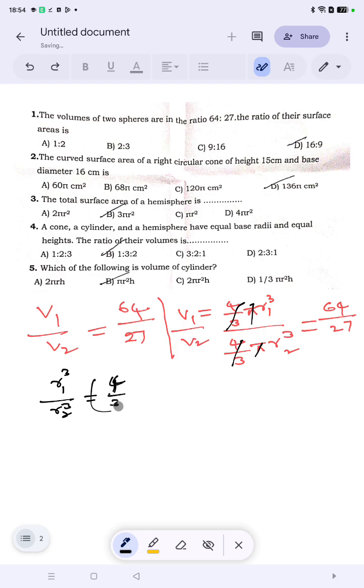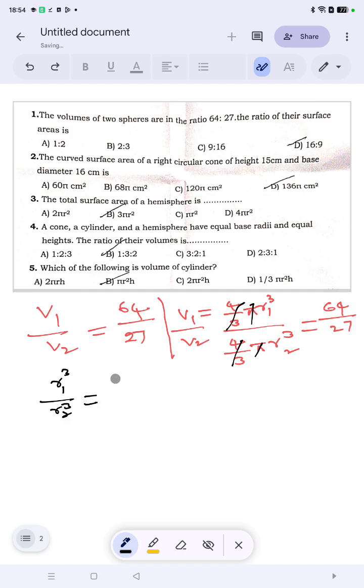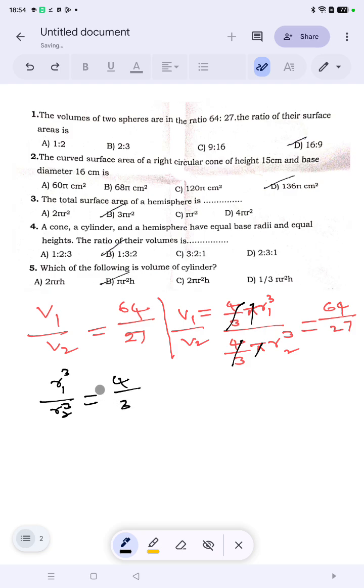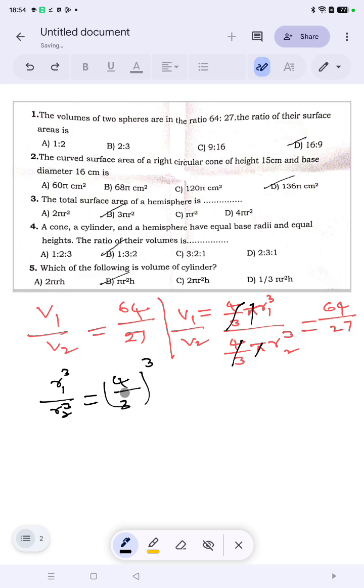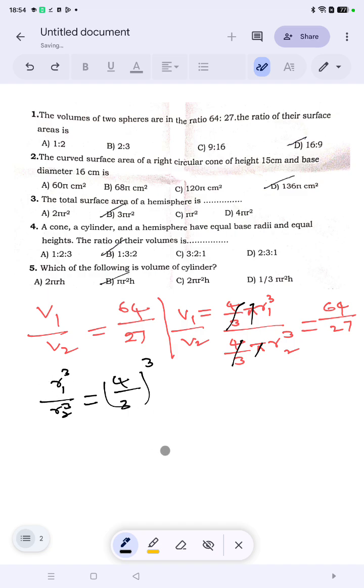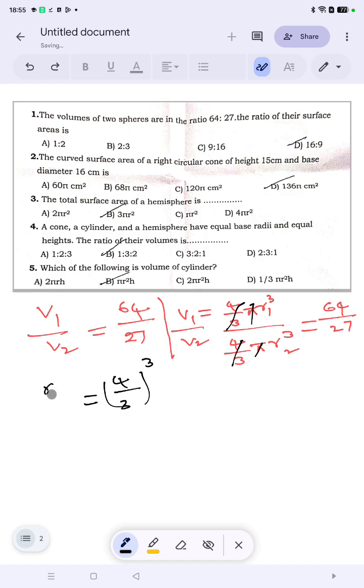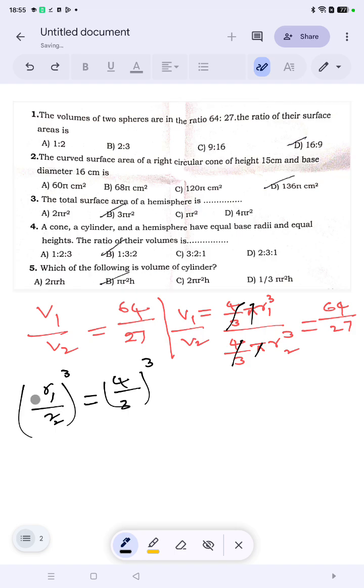4/3 here we can write this one 4/3 whole cube. Okay, means this one also we can write r1 by r2 whole cube. Finally r1 is 4, r2 is 3.